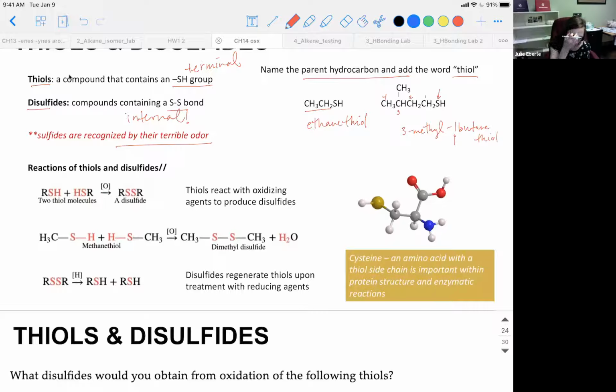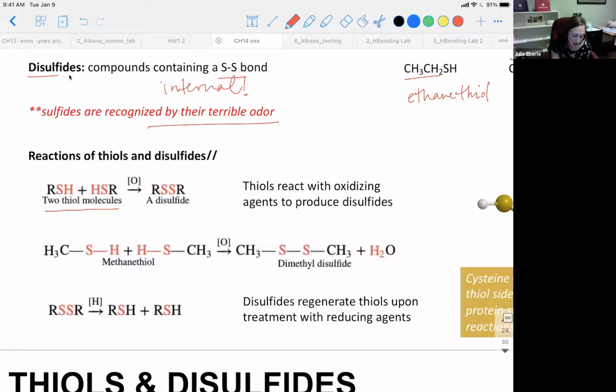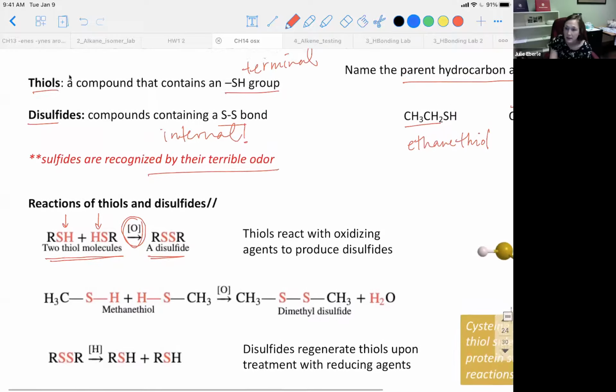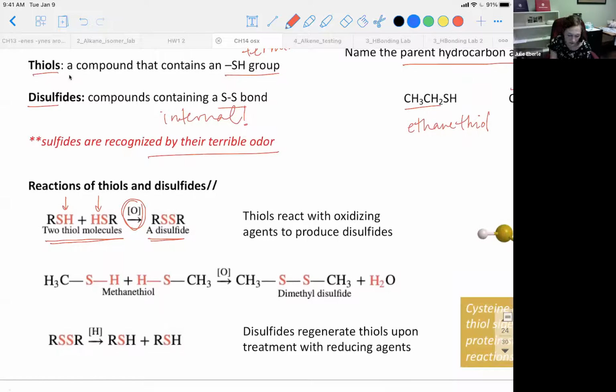Reactions of thiols and disulfides. So the way you can make a disulfide from thiols. If you have 2 thiol molecules, the SH group attached on, remember the R just stands for some sort of alkyl carbon group, and then the SH group on another carbon, those can come together. They lose their hydrogens, and you form a disulfide bond. Notice it takes an oxidizing agent to do that. The oxidizing agent is what's reducing the 2 thiols. Remember, oxidation and reduction go together. If something's oxidized, something else is reduced.